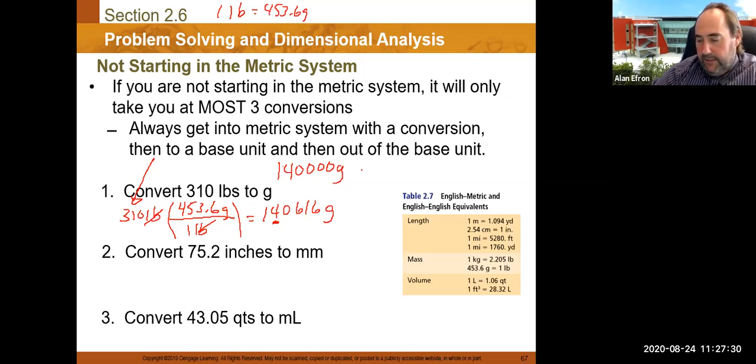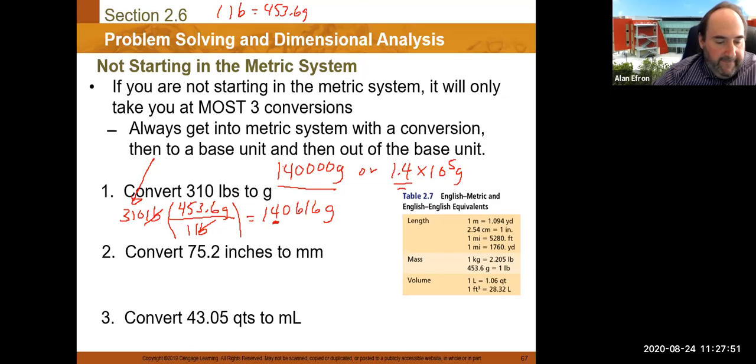Or again, we could scientific notation it at 1.4 times 10 to the 5th grams. Again, the 1.4 here being 2 sig figs. Any questions on that one there?